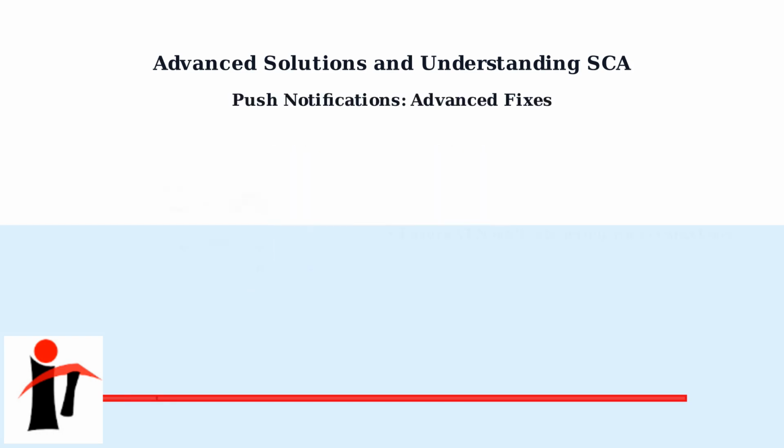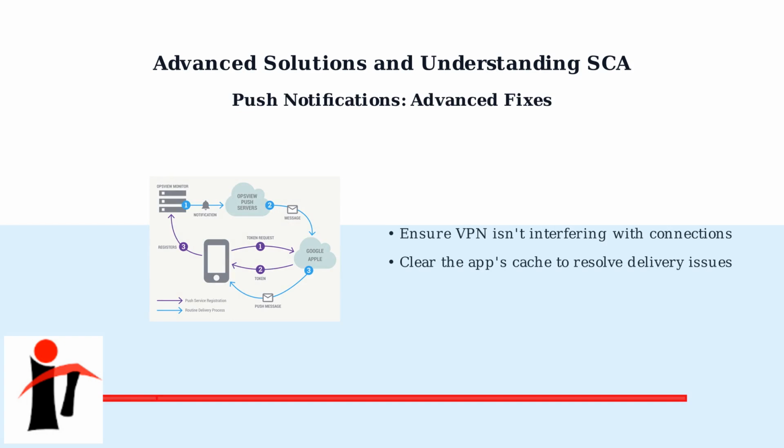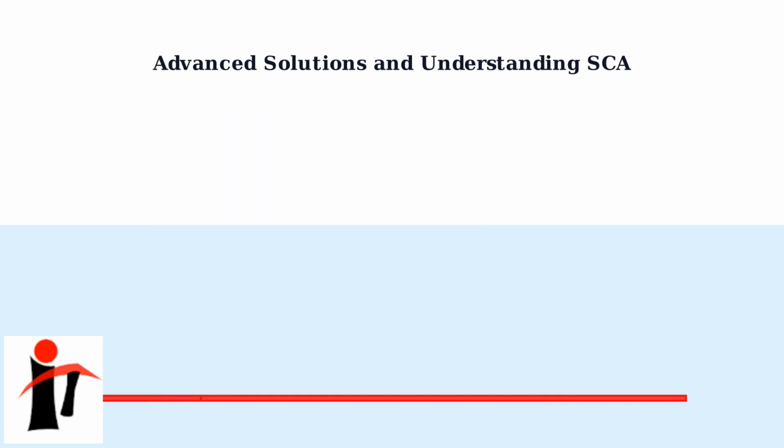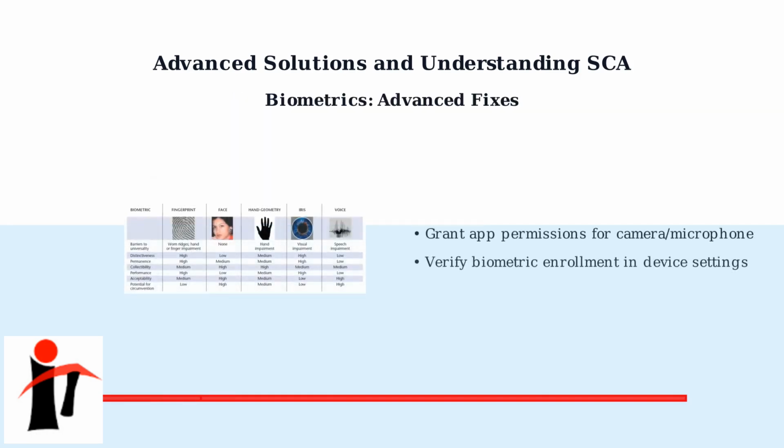For push notification issues, ensure your VPN isn't blocking the secure connections. Also, clear the app's cache, which can resolve delivery problems and improve reliability. With biometrics, make sure you've granted the Tesco Bank app permissions to access your camera and microphone. Also, double-check that biometric features are properly enrolled in your device settings.